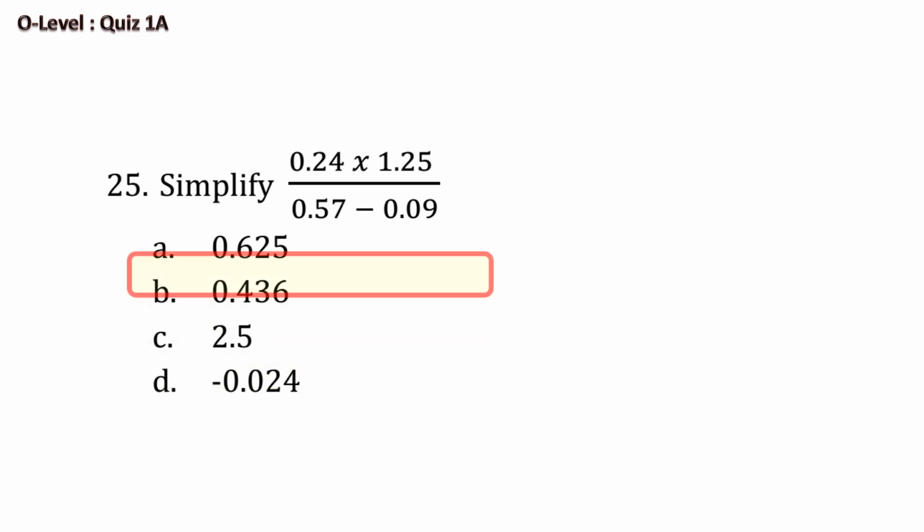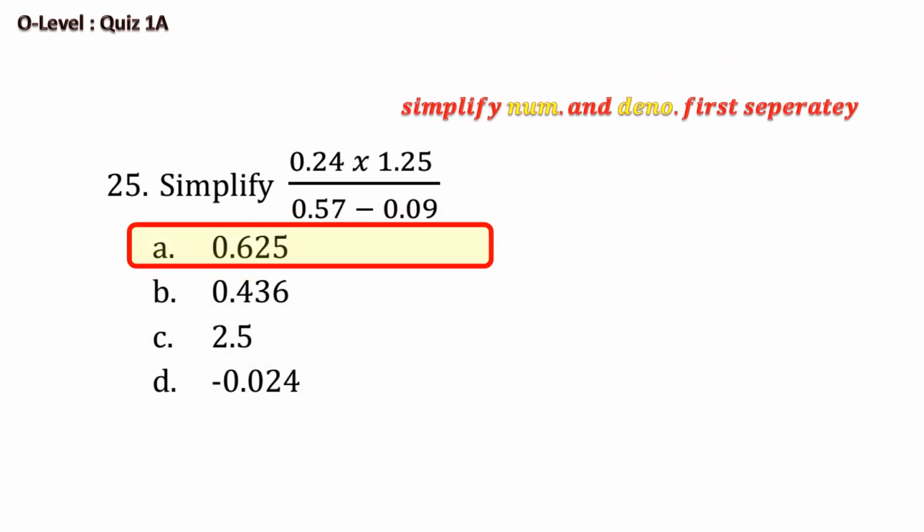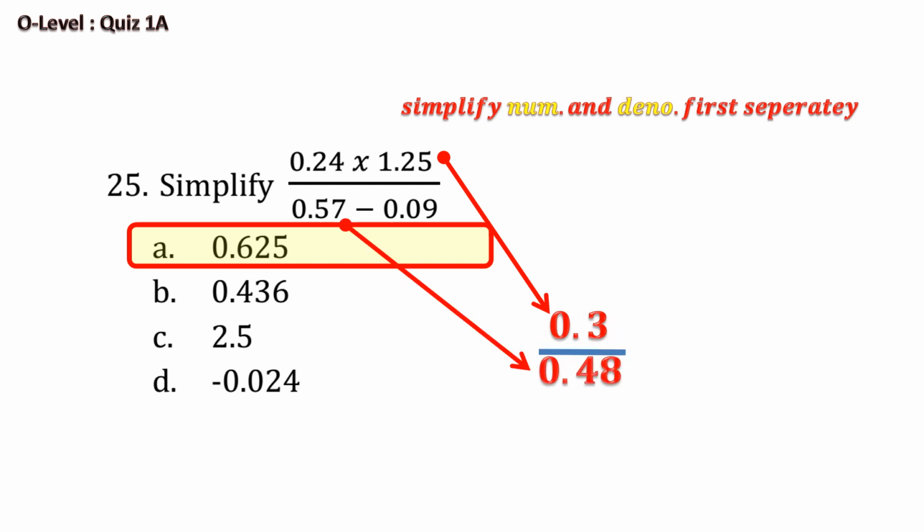What you have to do here is, you have to first of all simplify the numerator separately and simplify the denominator as well. Then you now combine the results. So for numerator, we have 0.3, and from the denominator, we have 0.48. And when we divide this, we have 0.625 as our answer.